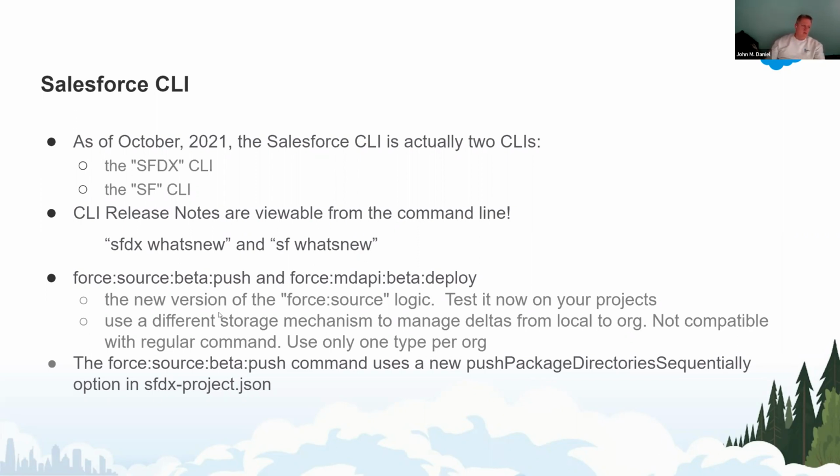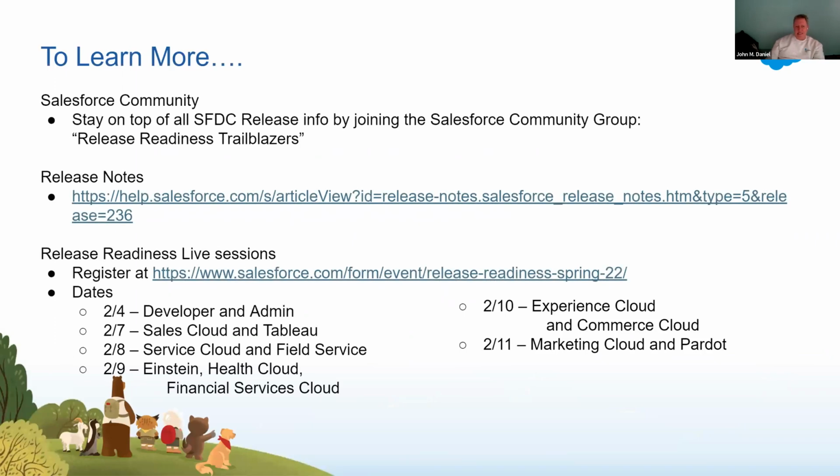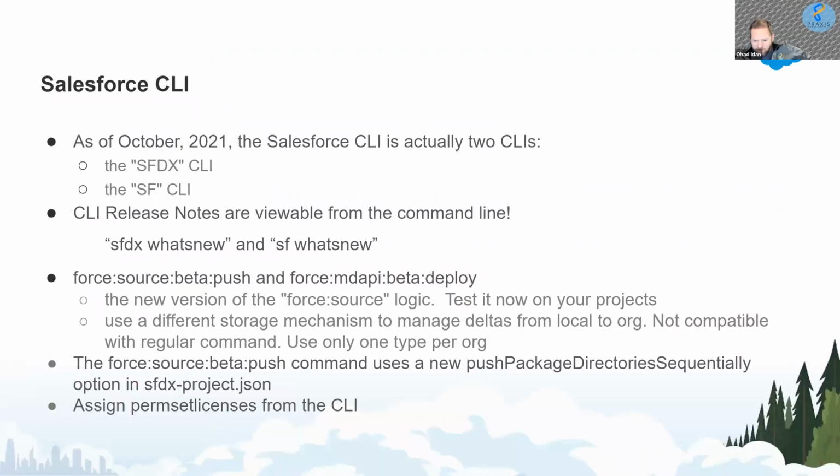And then the last cool little thing that you can do with the CLI is that you can assign perm set licenses now from the CLI. Whereas, you know, you could do permission sets and permission set groups. And so where is that? Am I missing it? Did I skip something? It was on the previous page. Oh, it's the very bottom element of the CLI. Sorry.